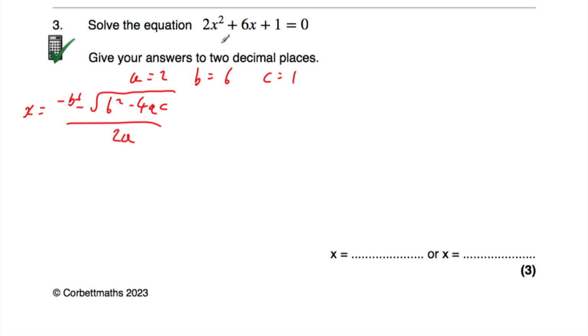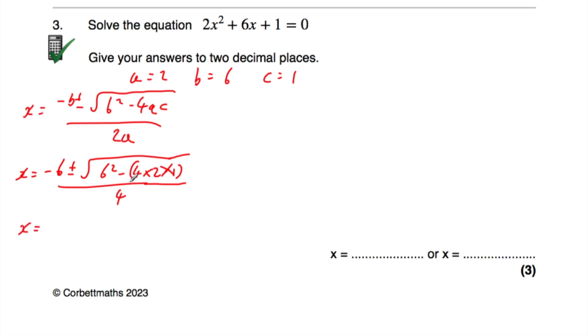So let's substitute our values into the quadratic formula. So we're going to get x is equal to negative b, so that's negative 6, plus or minus the square root of b squared, so that's going to be 6 squared, minus, and I like to put this bit in brackets, 4ac, so that's 4 times a, which is 2, times c, which is 1. And then we're going to divide that by 2a, and a is equal to 2, so 2 times 2 is equal to 4. So we've got x is equal to negative 6 plus or minus the square root of 6 squared minus 4 times 2 times 1, all divided by 4.